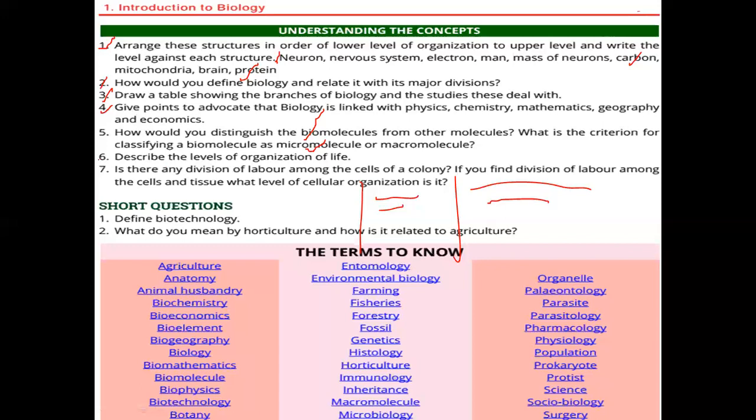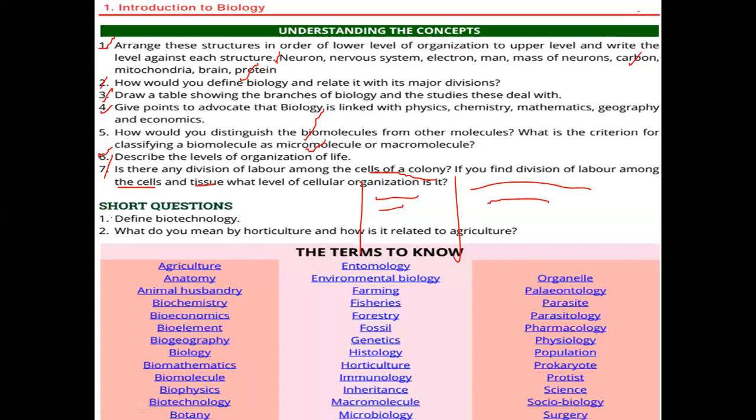Number 6 is levels of organization of life. This is too long. You just remember and learn it, and make your concepts strong by repeating it again and again. Number 7, is there any division of labor among the cells of a colony? Yes or no? You have to write the answer. If you find division of labor among the cells and tissues, what level of cellular organization is it? So you have to give the answers to them.